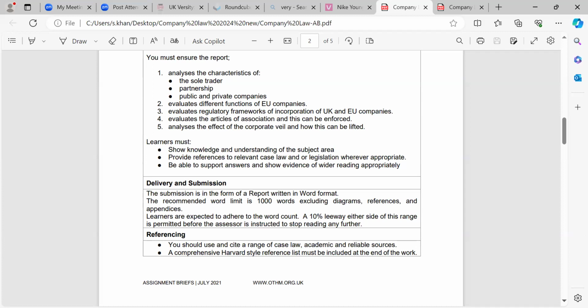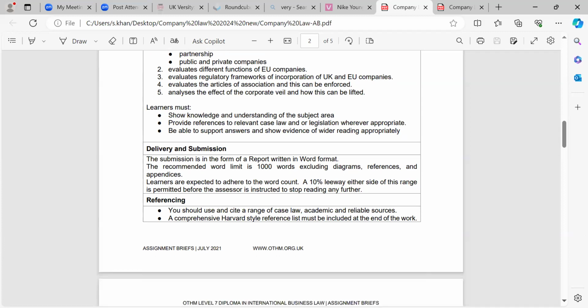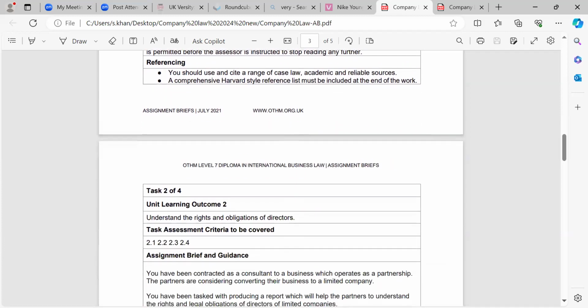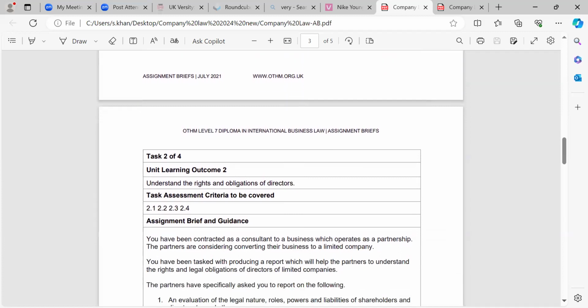The referencing for task 1 is to use and cite case law, academic resources, and again, comprehensive use of Harvard referencing. So this all needs to be in one document. So all 4 tasks need to be in one document, not 4 separate documents.